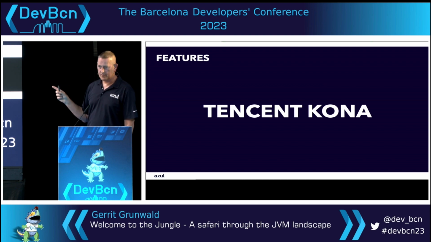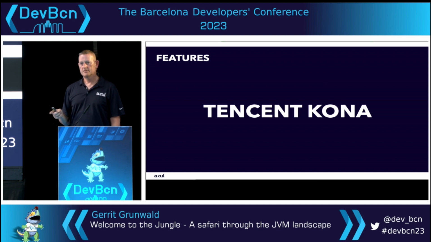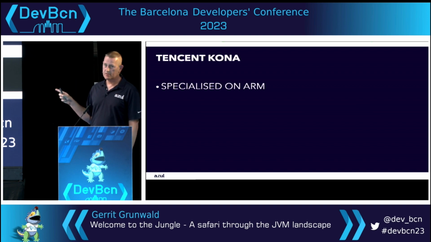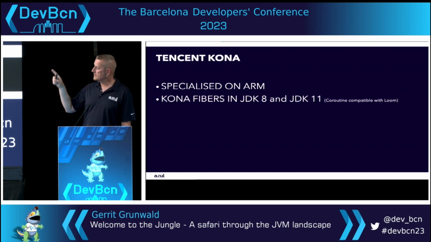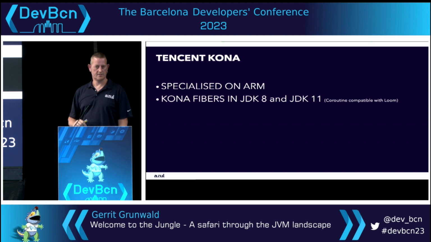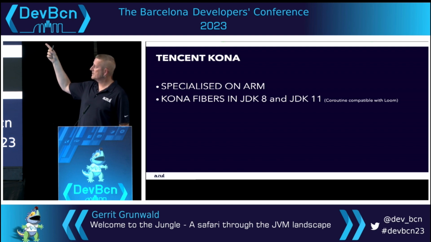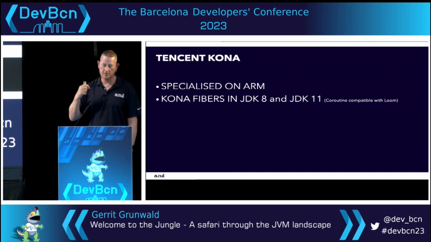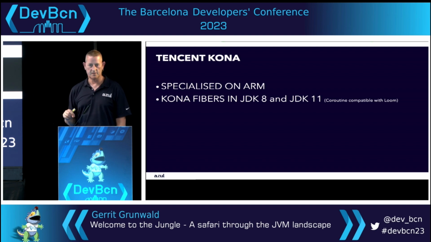Then there's Tencent Kona. Is someone working here in the embedded area with Java? No? Okay. They are specialized on ARM. This is their main focus. What they did, they implemented so-called Kona Fibers, which is Loom, right? In JDK 8 and 11. And they did that already two years ago. So the stuff that we get now with 21, they have that in 8 and 11, and it's faster than Loom. They did that because they are focusing on embedded, and this stuff makes sense on embedded devices.